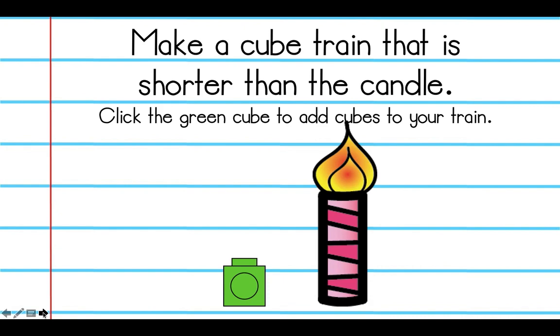Make a cube train that is shorter than the candle. Click the green cubes to add cubes to your train. So I'm going to go ahead and do that because we can add a couple and it still is shorter. If we look here, we can see that the flame goes much higher. So my cube train is shorter than the candle.